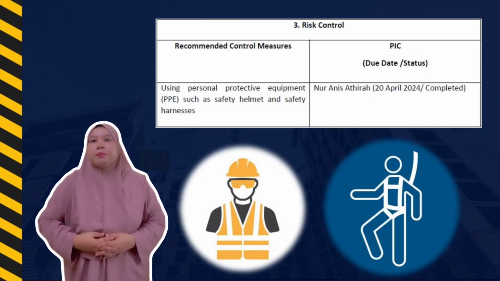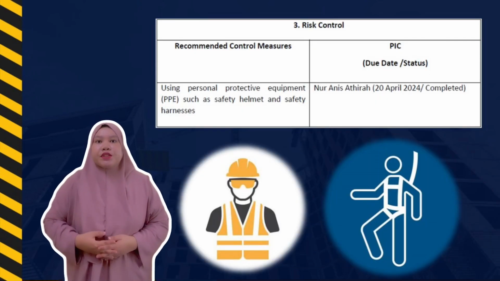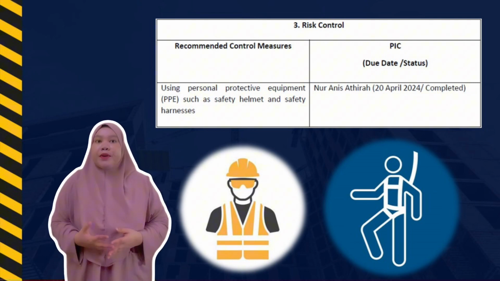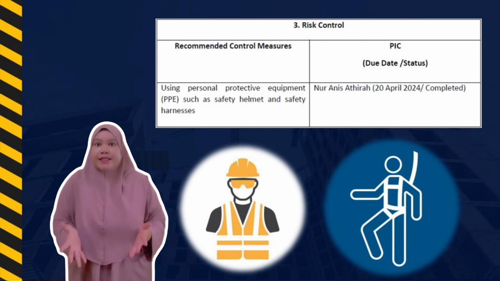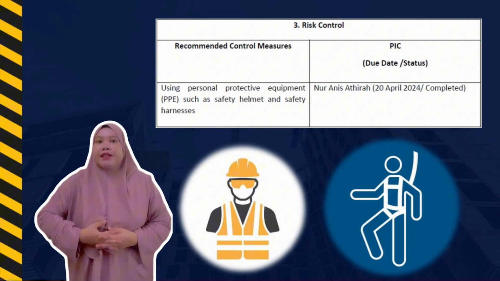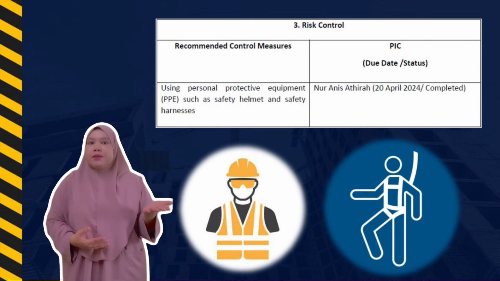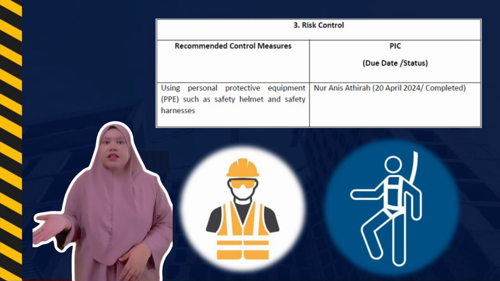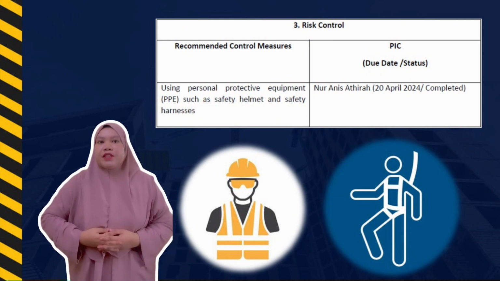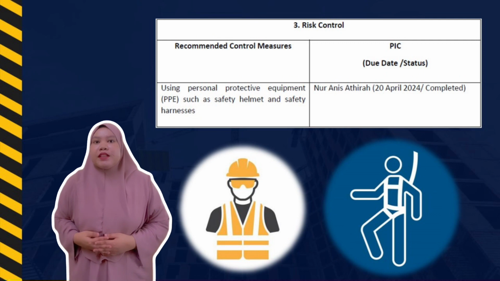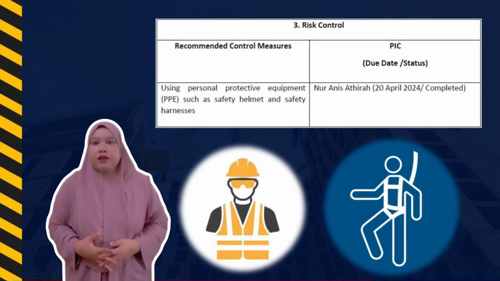Thirdly, it is about risk control. Risk control is about eliminating or reducing the risk of a person being exposed to the hazard. So, the recommended control measures are using personal protective equipment such as safety helmets and safety harnesses. To recap, all this procedure has been created and completed by me on 20 April 2024.